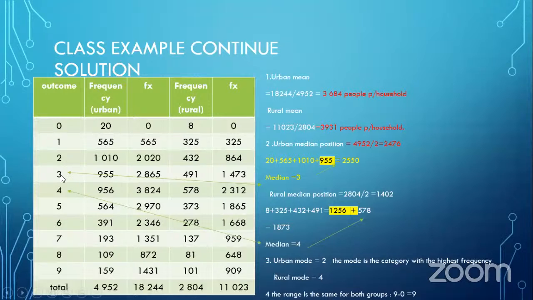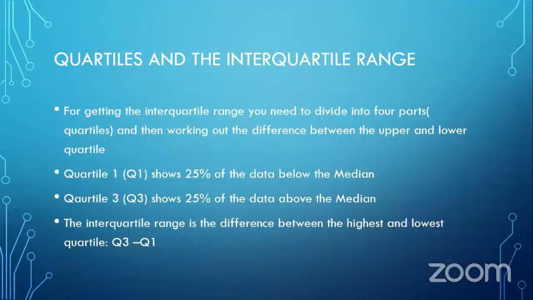Is that why we have quartile 2? Because quartile 2 is already the median. Quartile 2 is the median, it's our middle number. And then the interquartile range here is the difference between the highest and the lowest quartile, which is Q3 minus Q1. Cool. Okay.